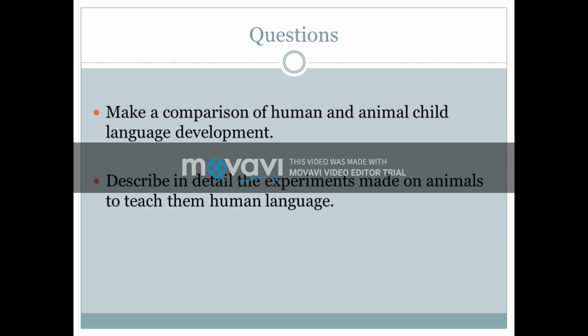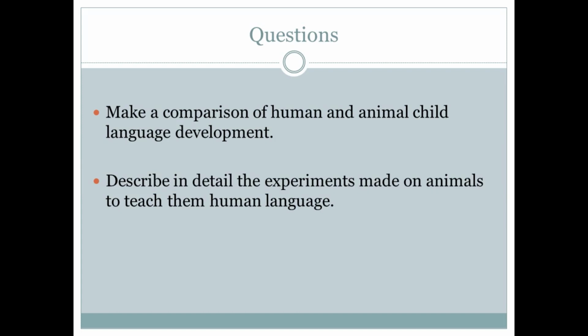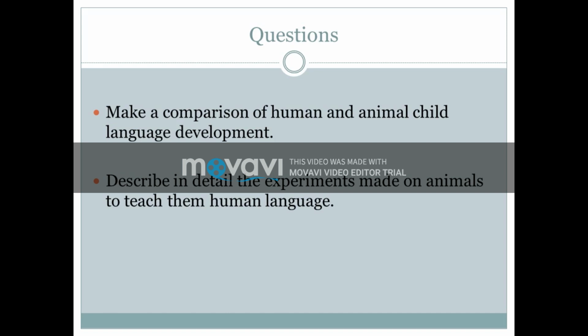Now keep in mind, I have given 2 experiments only, one on Gua, one on Viki, but the rest of the 3, 4, 5 experiments I have intentionally skipped. Now it is your work, assignment or homework or whatever you want to call it: you have to write in detail the other experiments made on animal children.